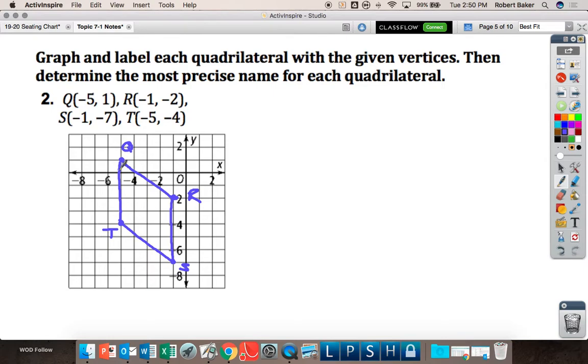Yes. So check, check. I know that QD over here and RS are parallel because they both have undefined slopes. So a little bit of a shortcut, but I am stuck calculating the slope of QR and TS. So how do you calculate slope?